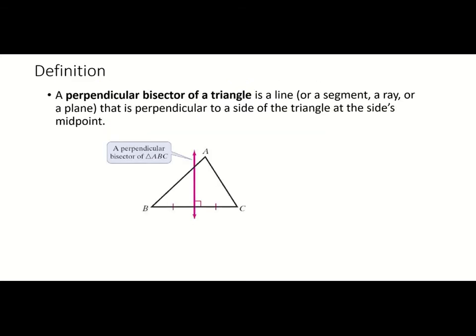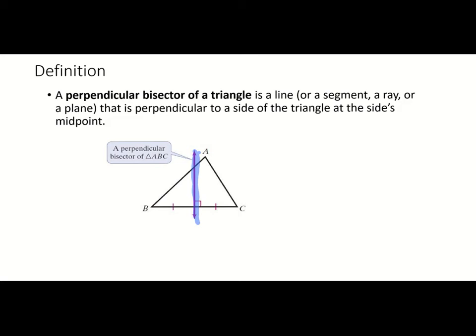Okay, so our first thing that we're going to look at is a perpendicular bisector of a triangle. A perpendicular bisector of a triangle is a line, or it could be a segment or a ray or a plane, that is perpendicular to the side of a triangle at the side's midpoint. What I want you to notice about this perpendicular bisector is it does not come from a vertex. It is simply a line, or again, a segment or a ray, that is perpendicular to one side of the triangle, and it's a perpendicular bisector, so it cuts it into two equal parts.